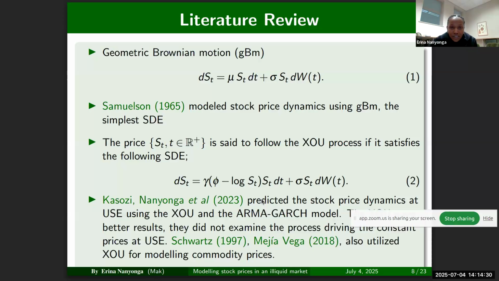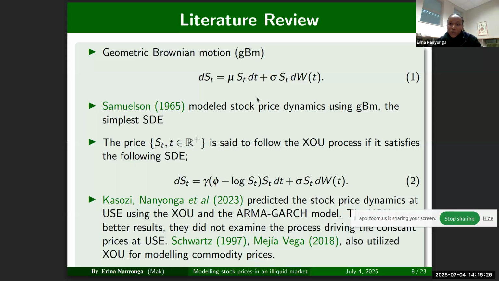So the literature review: we are not the first people to model stock prices, and a number of models in financial mathematics, we mainly focus on stochastic differential equations, but they are not the only models that model stock prices. There are other models like machine learning models, statistical models like the GARCH models, the ARMA models, but we are focusing on stochastic differential equations due to the stochasticity in the stock prices. So the simplest stochastic differential equation, GBM, was first used by Samuelson in 1965 to model stock price dynamics.